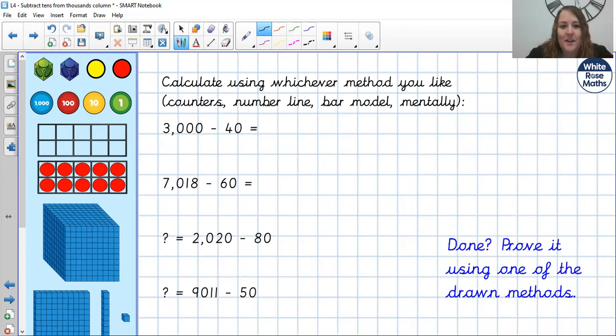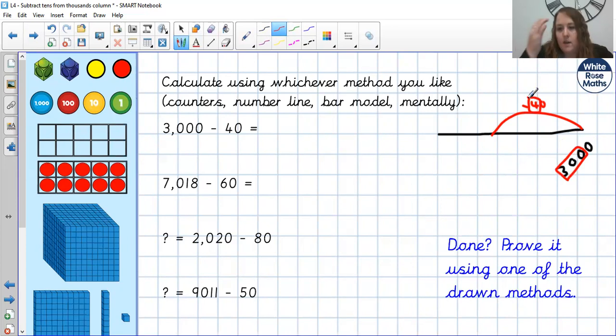Okay, well done at having a go at those. Let's work them out together then. So I have 3,000 take away 40. So again, I'm going to draw my number line because that's how I find it easiest. And I'm going to put 3,000 on one end, and I know I'm doing a jump of 40. Now, because there are no other numbers here, I'm going to do my straight jump of 40 straight away. And what I'm really asking myself is, what is 300 take away those 4 tens? So 300 take away 4, 300, 299, 298, 297, 296.